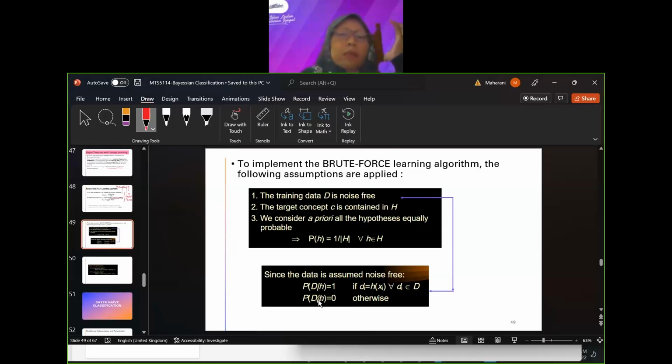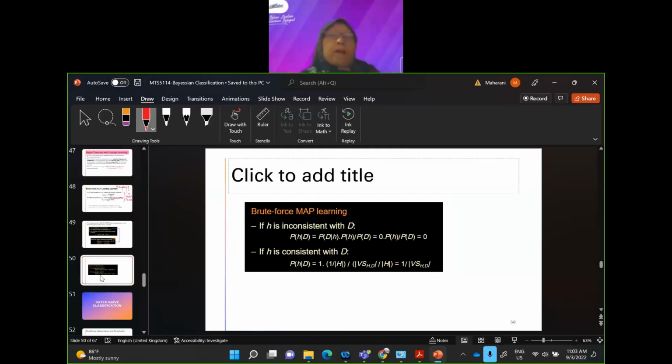This value equals 1 if d_i equals h(x_i), and otherwise the probability equals 0. That is noise free. It means there are no outliers in this case. And then the second one, the target concept C is contained in H, and then we consider the prior of all the hypotheses equally probable. So this is the assumption.